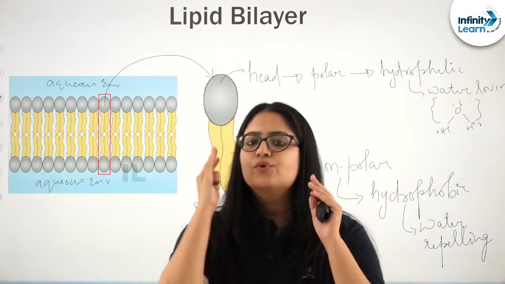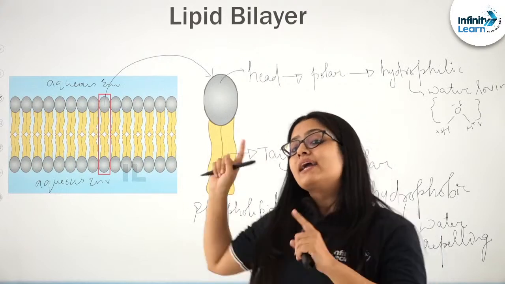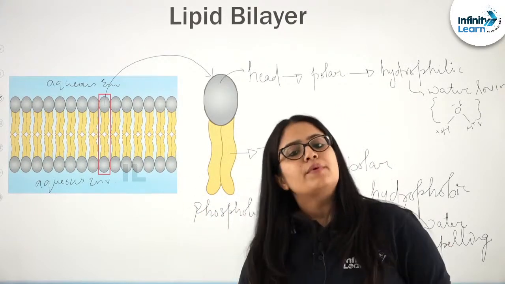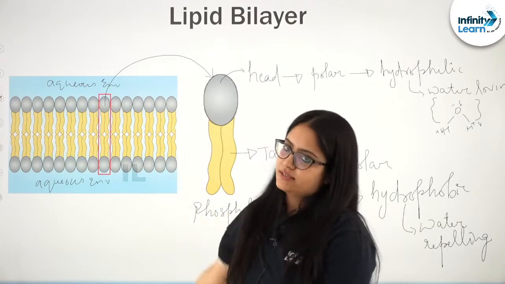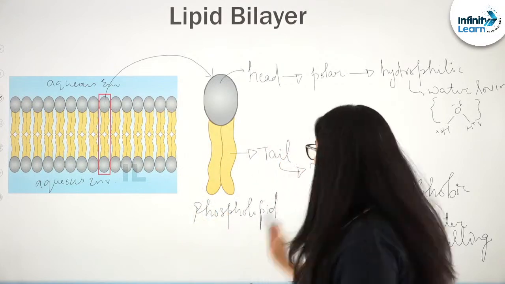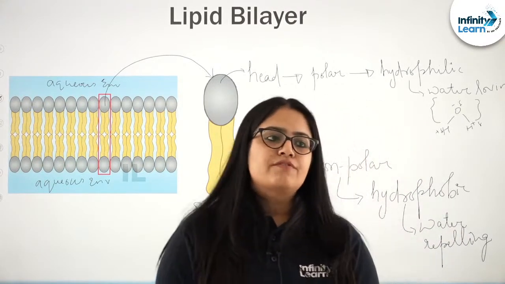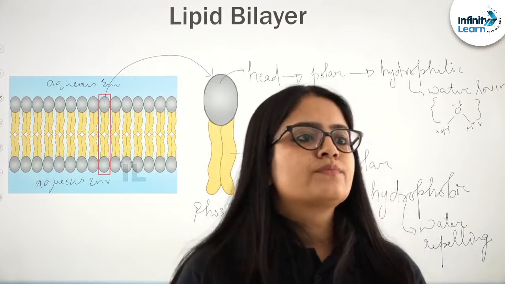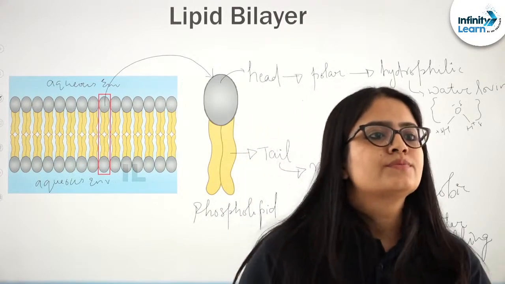I really hope you understood now why in a lipid bilayer the phospholipid molecules are arranged in this specific manner. I hope this much is clear. Let me know if there is any doubt till now. Thank you.